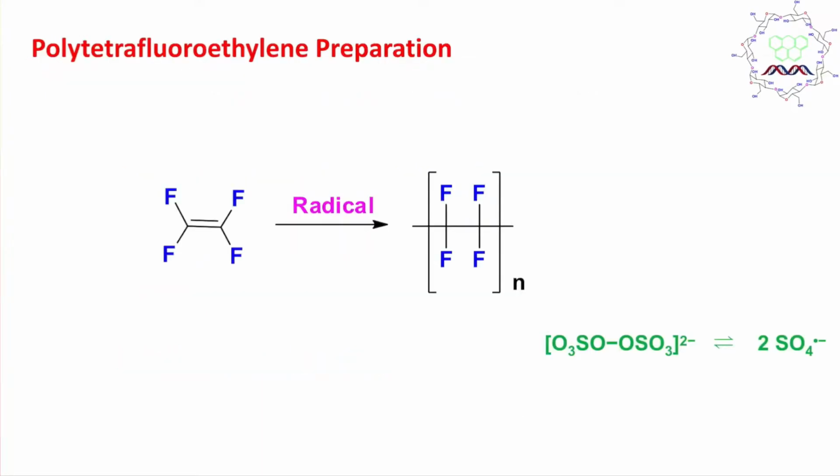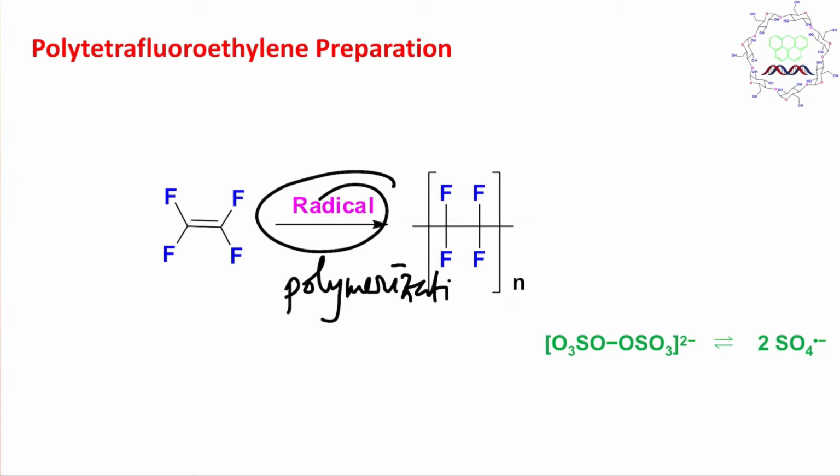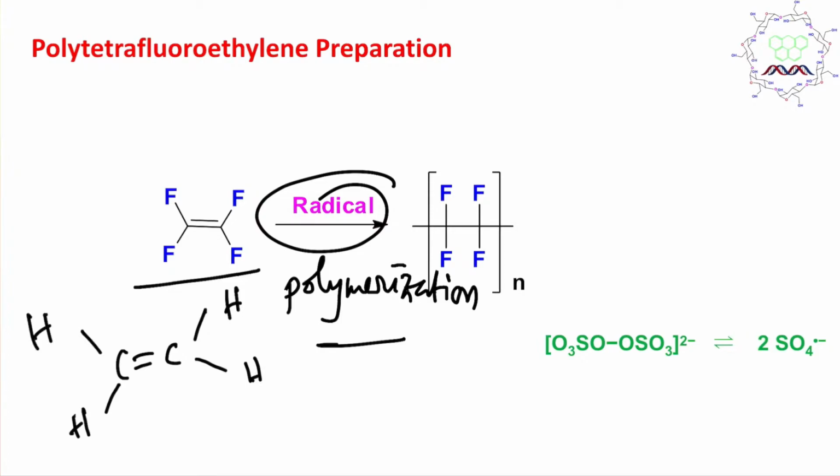Now, what is PTFE? This is actually a polymer. How is it prepared? This is prepared by radical polymerization of tetrafluoroethylene. So this is tetrafluoroethylene. The ethylene molecule is this one. And by the way, I have already uploaded a dedicated lecture on the preparation of this tetrafluoroethylene, which is utilized for the preparation of this Teflon polymer.